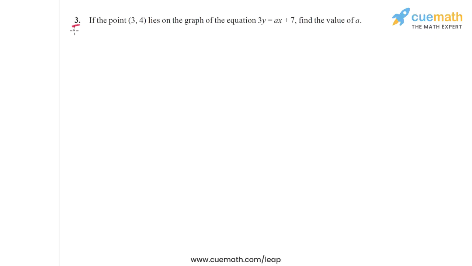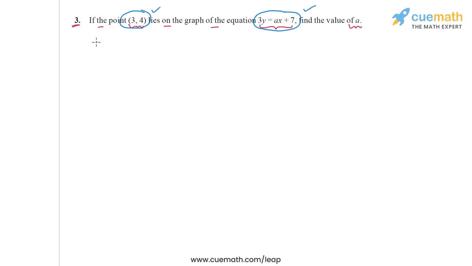In question 3, the problem statement says that if the point (3, 4) lies on the graph of the equation 3y = ax + 7, find the value of a. So basically, if (3, 4) lies on the graph of this equation, it means that (3, 4) satisfies this equation.